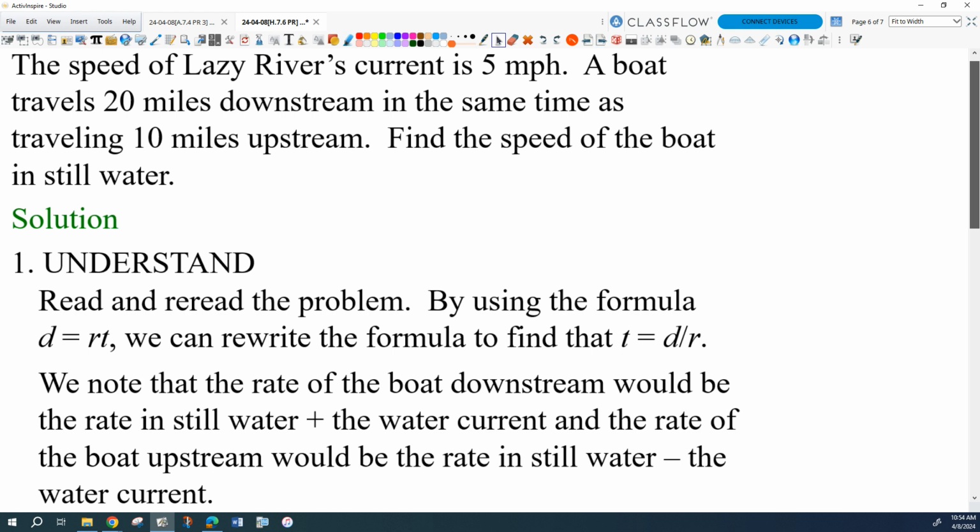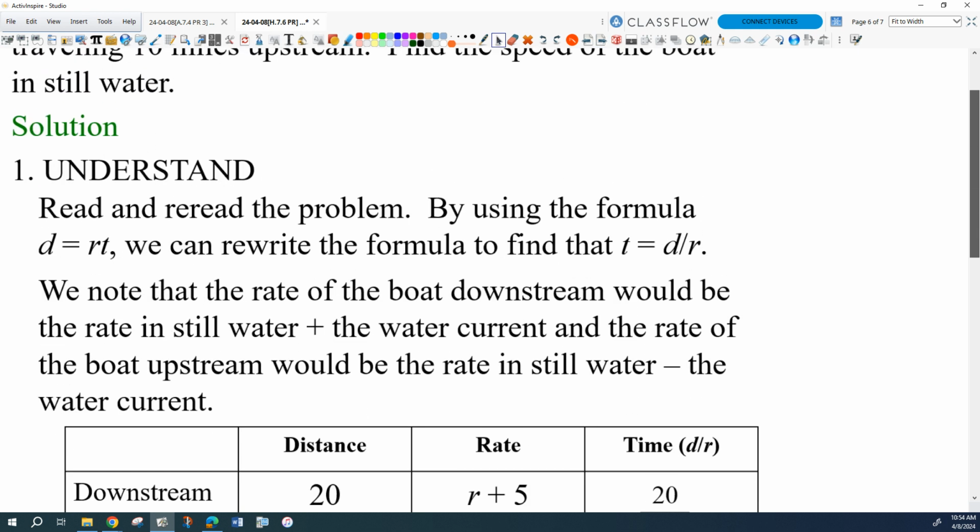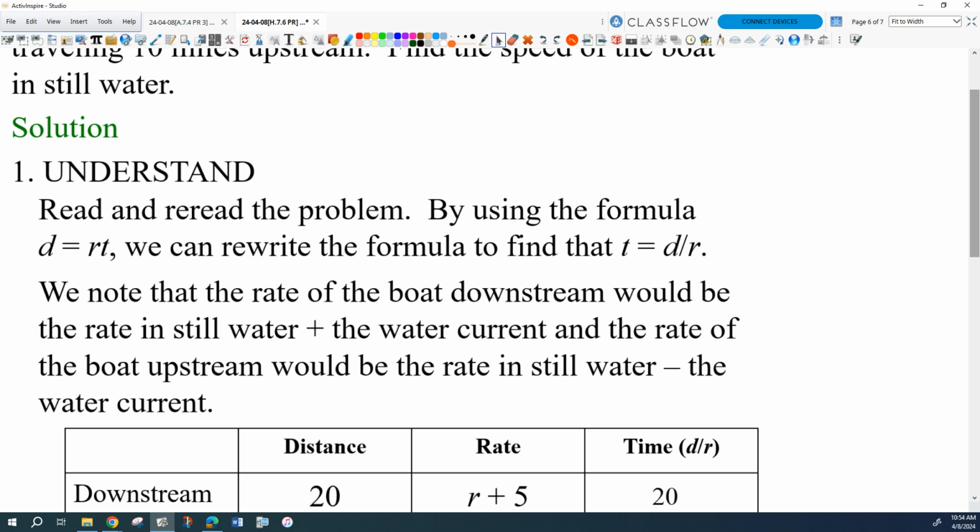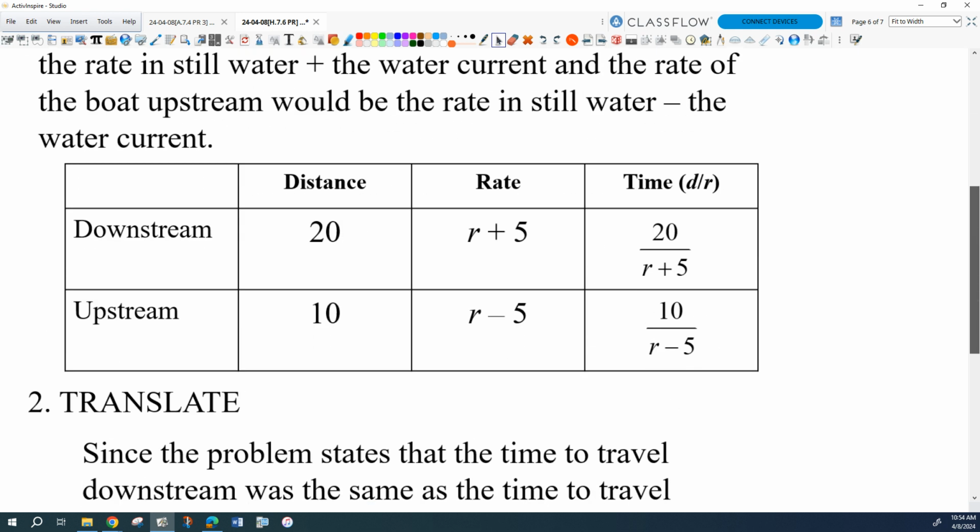So then does it make sense that we could say something like this? The rate of the boat downstream would be the rate of the boat in still water, so the boat's normal speed, plus the current. The rate of the boat going upstream would be the normal speed of the boat minus the current speed. So we could summarize it maybe something like that.